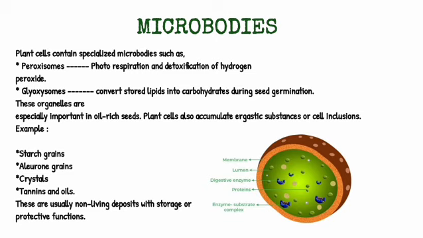Plant cells also accumulate ergastic substances or cell inclusions. Examples include starch grains, aleurone grains, crystals, tannins, and oils. These are usually non-living deposits with storage or protective functions.